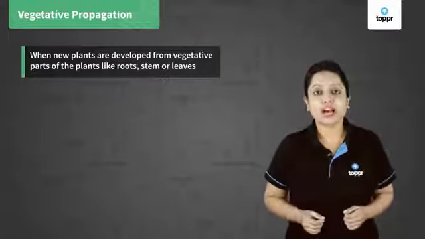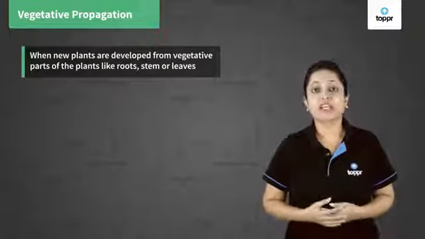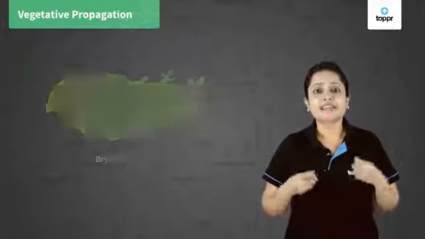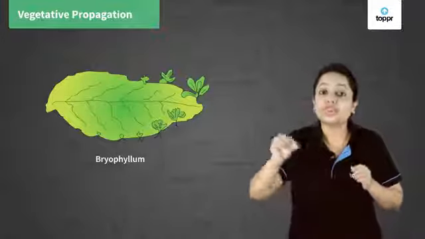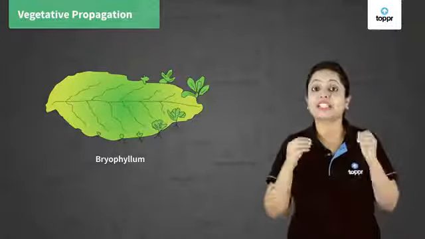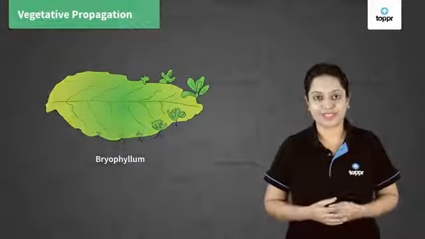Vegetative propagation occurs naturally in many plants. For example, in Bryophyllum. You might have seen the leaves of Bryophyllum. It has buds all around its margins. When these leaves fall into soil, new plants emerge.